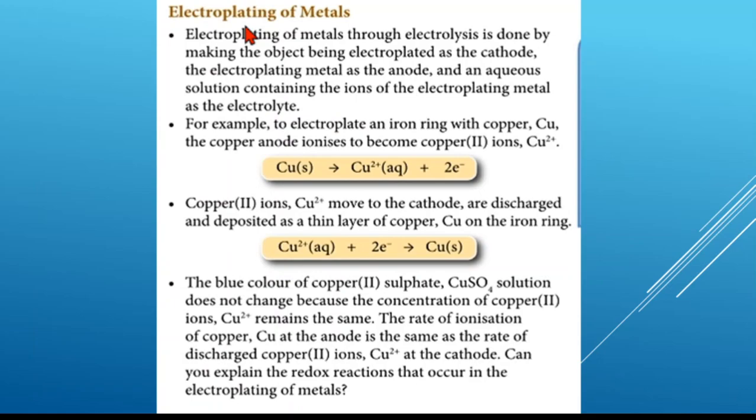Maksudnya ialah kalau kita mau lapis sesuatu metal, objek yang kita mau lapis atau electroplated itu kita letak di cathode. Manakala metal yang kita mau guna untuk melapisi itu kita letak di anode. Dan dia punya electrolyte mesti mengandungi ion yang sama dengan metal yang kita letak di anode tadi. Faham? Okay, for example, to electroplate an iron ring with copper.